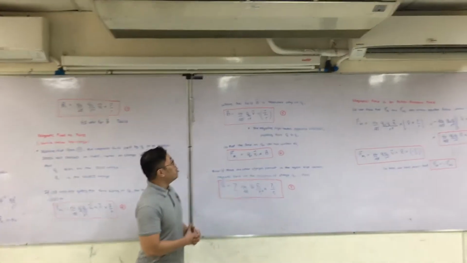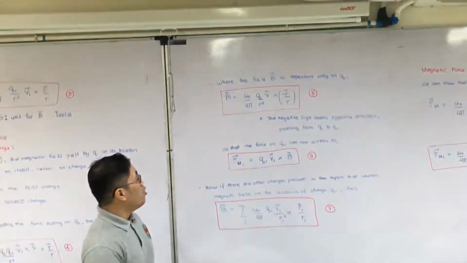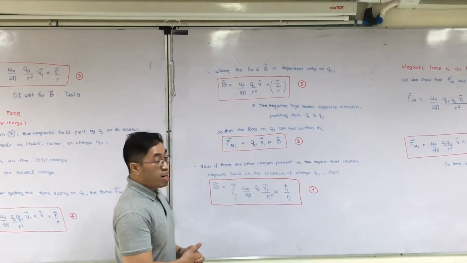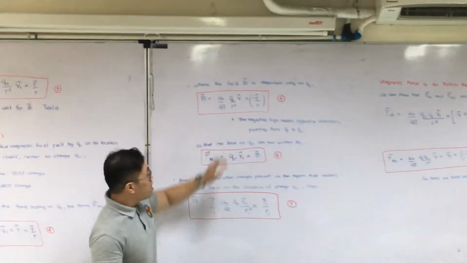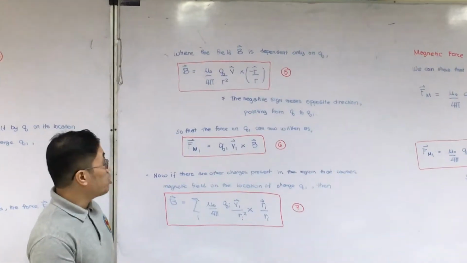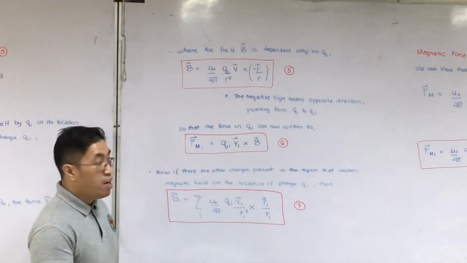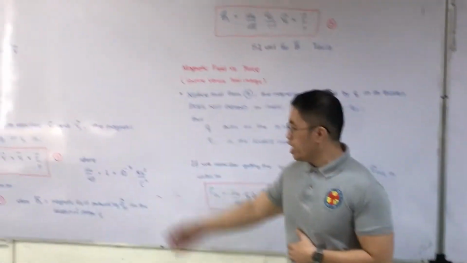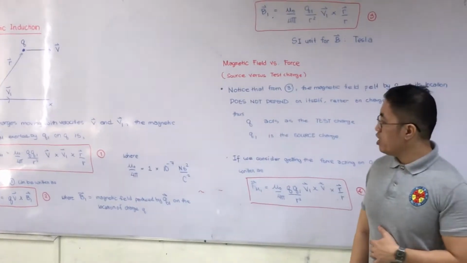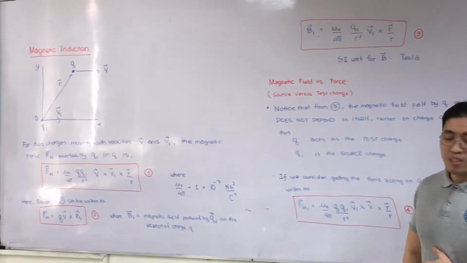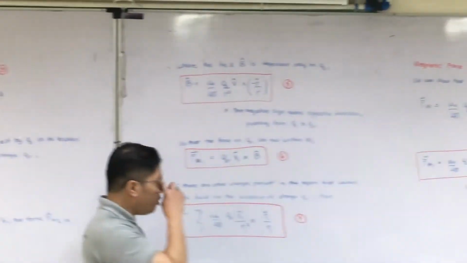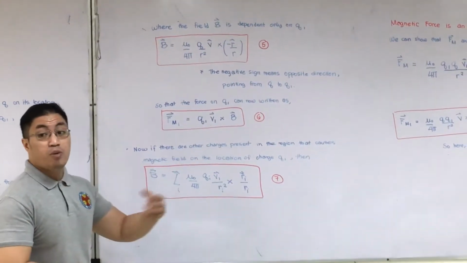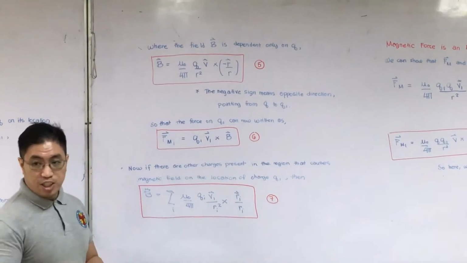So it's mu naught over 4 pi Q over r squared, v cross product with negative r over r, wherein the negative sign here means that it is in the opposite direction, pointing from Q to Q1. Opposite with regards to our previous vector in equation 1, which is taken to be positive, pointing from Q1 to Q. So clearly we can see that indeed magnetic force is the interaction of the field produced by one charge on the other charge.